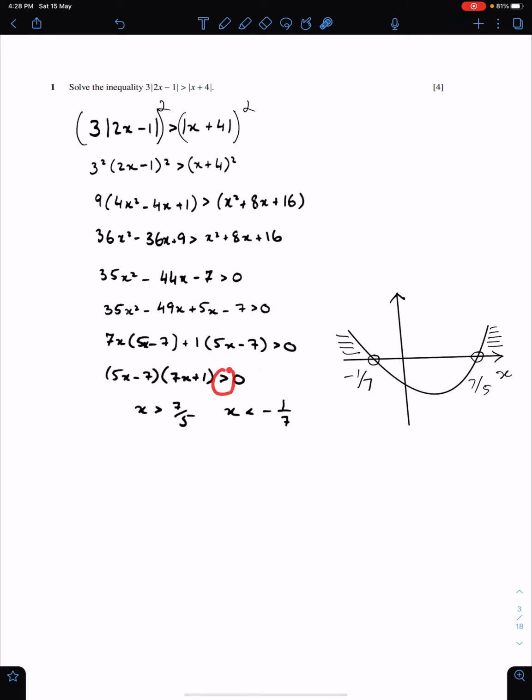Since we have greater sign here, we need to shade these two sides of the curve. The required region is above the origin. So according to these shadings, the solution of this inequality is x greater than 7 upon 5 or x less than minus 1 upon 7. This is the required solution.